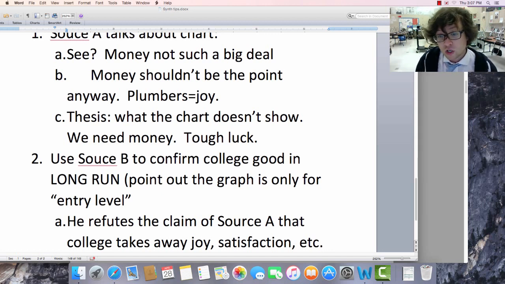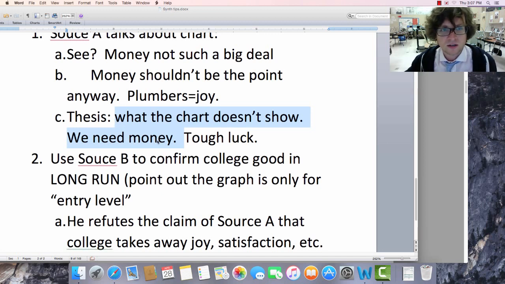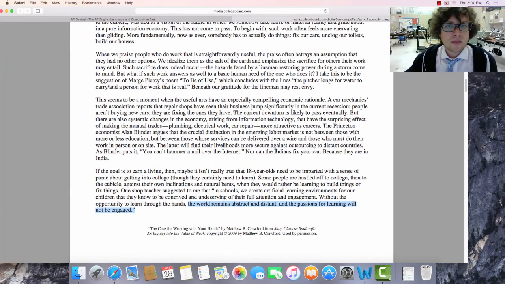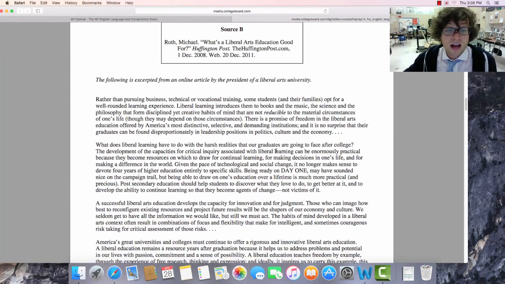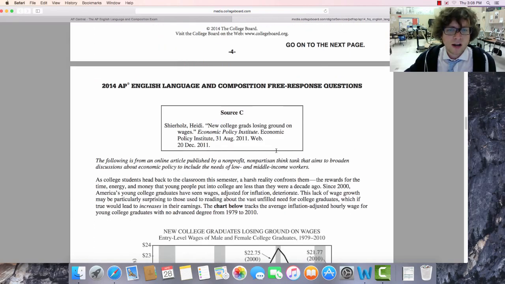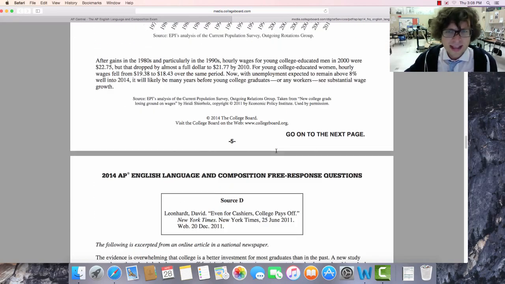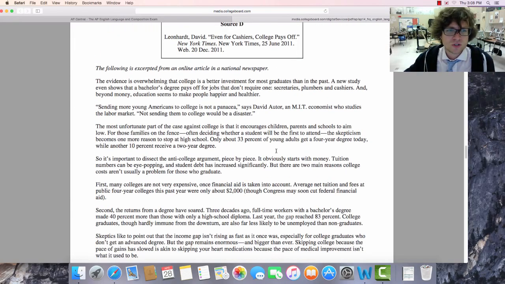I've got source B looking at the chart, but also responding to what source A said. And again, I need to remember to tie it back to the thesis. So at the end of this paragraph, I'm going to go back and say, ultimately what we need to be concerned about, and ultimately college is worth the money because of the earning potential it gives you. So that would be my process here, and I've already done the minimum that's required for answering this question because I've already used three sources.